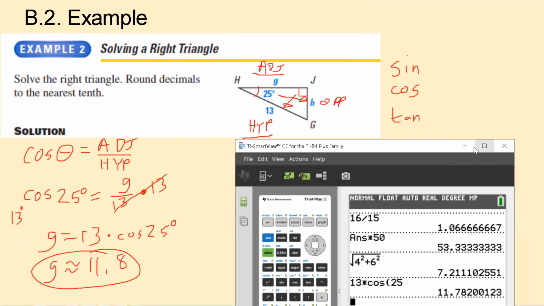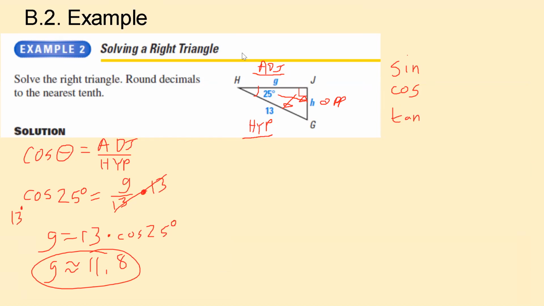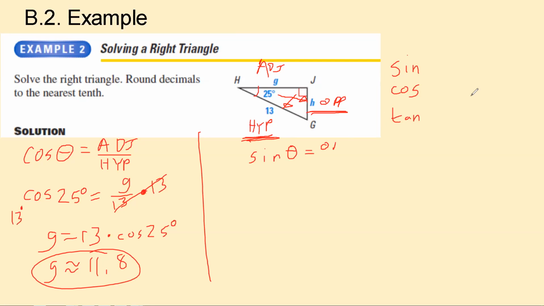Okay, let's do this again, but now we're going to find H. So now I'm trying to find the opposite side. Again, the known side that I'm given is the hypotenuse. So which trig function relates opposite and hypotenuse? Sine, cosine, or tangent? That's right, sine. The sine of any angle is opposite over hypotenuse.